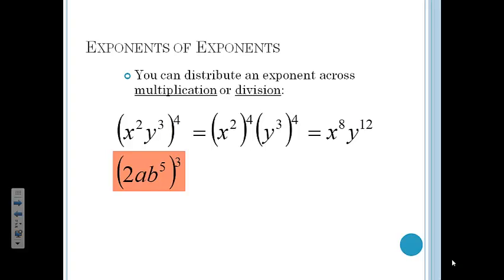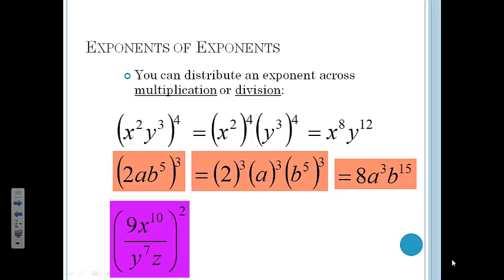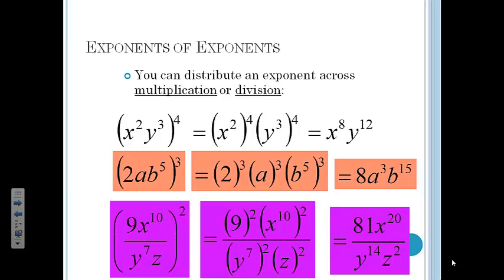You do the same thing for the coefficients. It becomes 2 to the third, a to the third, b to the 15th, which is 8, a to the third, b to the 15th. And we can even do it when it's division. So it becomes 9 squared, x to the 20th, y to the 14th, and z to the 2nd. So 81.